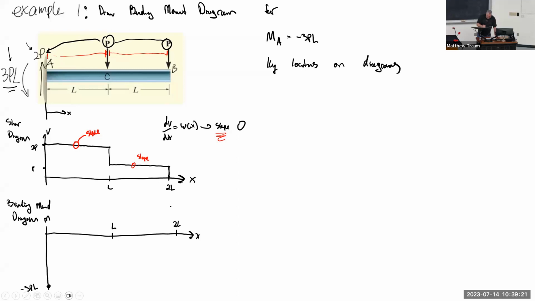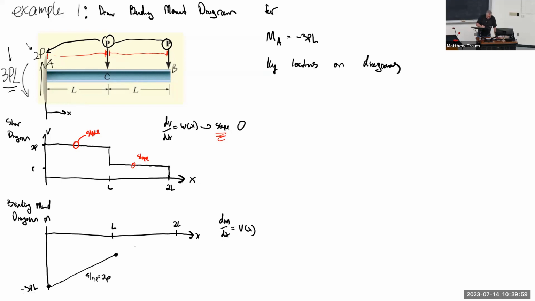And so what I want to do here is remember my equation dM/dx is equal to V(x), and look at my V as a function of x and try to figure out what the slope looks like. Well, the value of V is 2P from 0 to L. And so what I'm going to end up with is a slope that is 2P, because I'm taking it from this diagram and using it to develop the slope there.